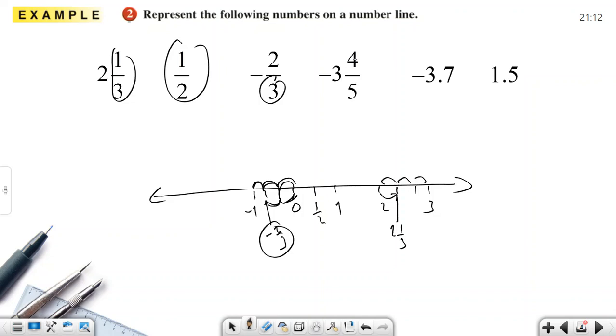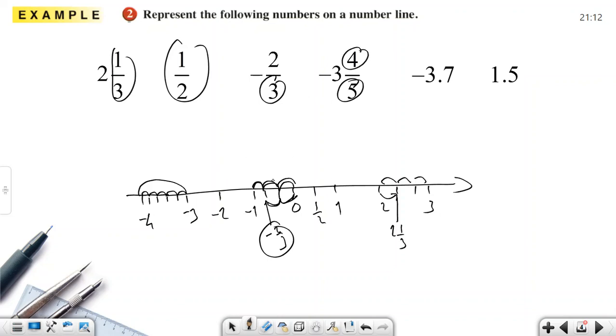Negative 3 whole 4 over 5: minus 1, minus 2, minus 3. But I need to go more than minus 3 because I have 4 over 5 more after negative 3. Let's say here, negative 4. I need to cut between negative 3 and negative 4 into 5 equal parts. 1, 2, 3, 4. If I draw 4 lines, 1, 2, 3, 4, 5 equal parts.